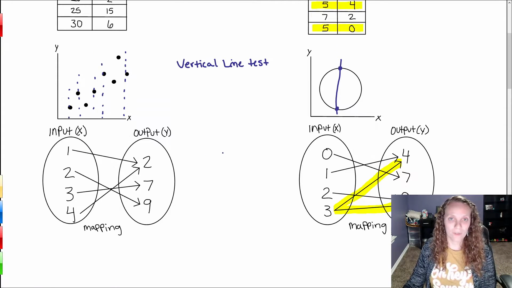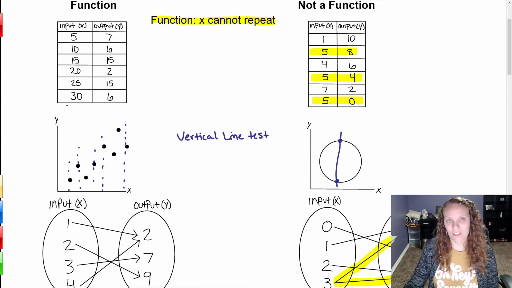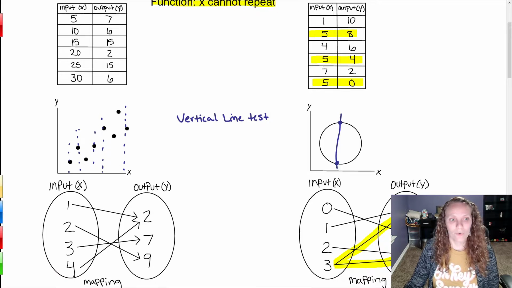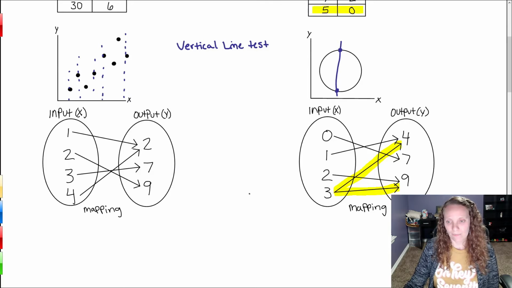Okay guys, that's kind of the gist of understanding functions. The main thing you need to remember is that for a function, X cannot repeat itself. Whether you're looking at a table and the input values and checking to make sure X never repeats, or for a graph where you're doing the vertical line test, and if it hits at two different spots, that's not a function. And then for the mapping, just making sure that the input is only going to one number and not two numbers like the 3 is.